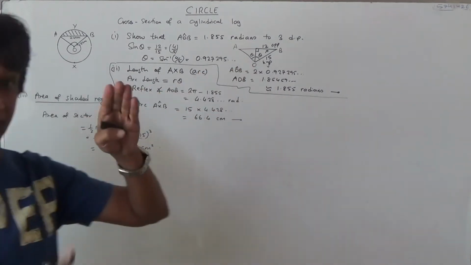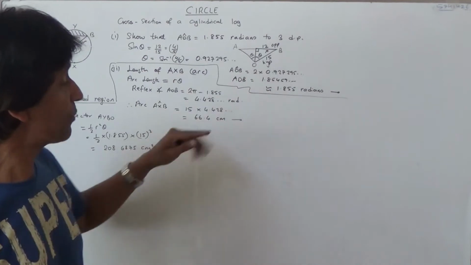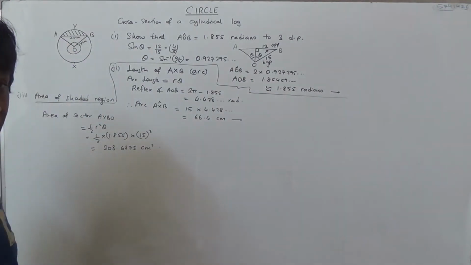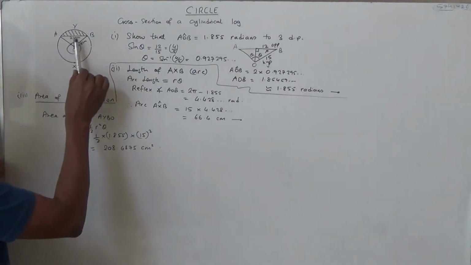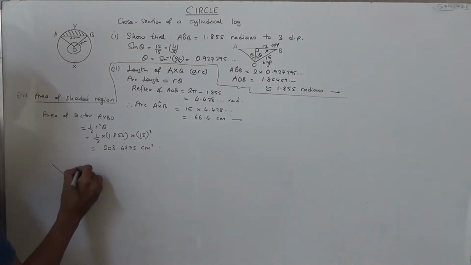Once we know that, what we can also do, we can find the area of this triangle. And then we're going to take the sector minus the triangle. If you take this sector and you minus the triangle, you should be able to get that segment. Okay, so we take the whole sector minus the triangle. So what is the area of the triangle OAB?